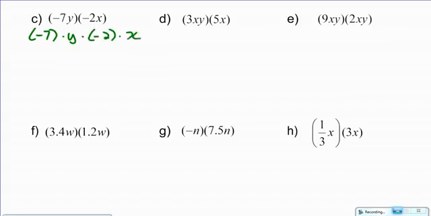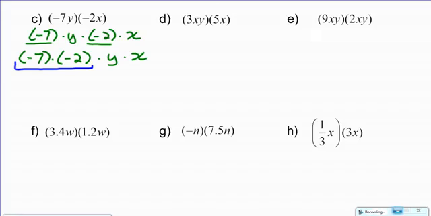So if we reorder it, so that way numbers with numbers, variables with variables, negative 7 times negative 2 times y times x. So keeping in mind our integer rules, negative times a negative gives us a positive 14. Y times x, not the same base, so we can't add the exponent, so it just stays as yx. And so we switch it to xy, 14xy. We always want to keep it standard form alphabetical.